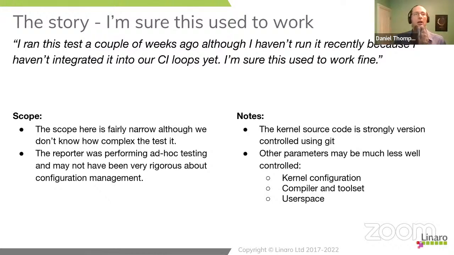Okay, so I'm sure this used to work. This is a nice narrow story. It is somebody who ran a test a couple of weeks ago. It ran perfectly, and they are now running it again, and it has broken. They're sure it used to work. This is a fairly narrow scope because we can use empirical methods. We don't have to actually understand the bug.